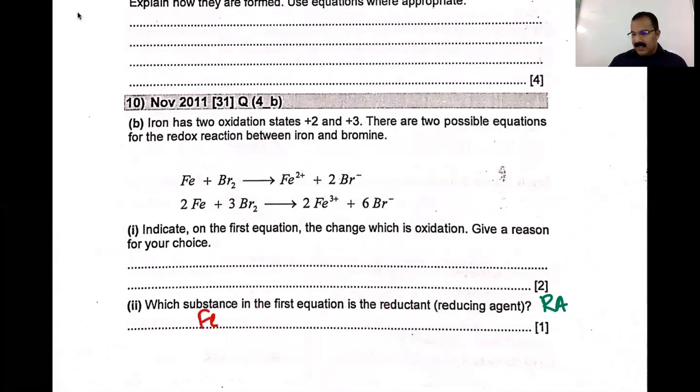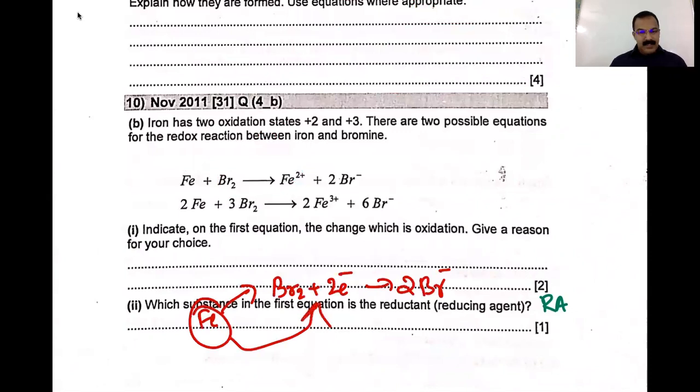Fe is the reducing agent because it's giving its electrons for bromine to undergo reduction. Br2 plus 2 electrons gives 2 Br minus. So Fe is facilitating this reduction reaction. That's why it is the reducing agent. The species which undergoes oxidation will be facilitating reduction.